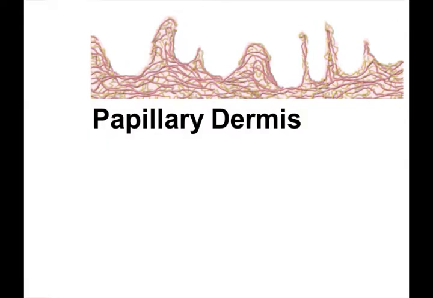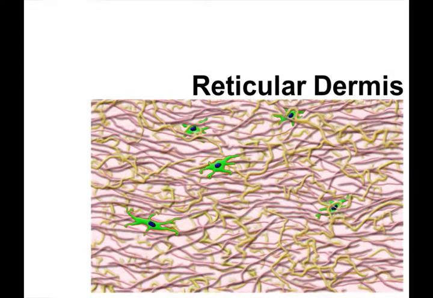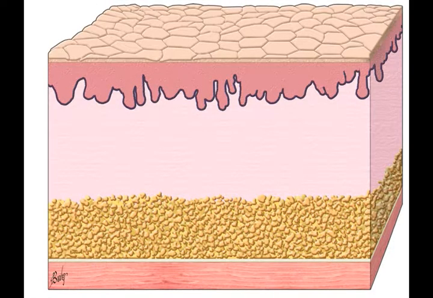From top down, papillary dermis, reticular dermis with the dendritic cells embedded. Below that would be the subcutaneous tissue.